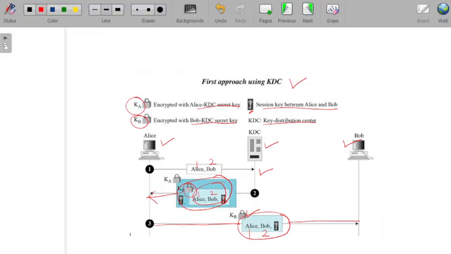In this video, we have covered the concept of key distribution centers and how the keys will be generated between both users.